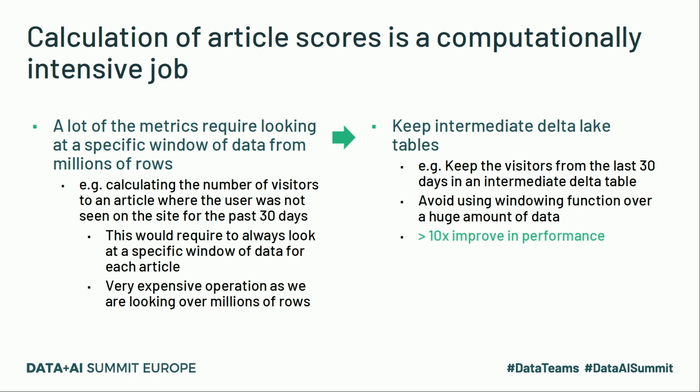Therefore, we are keeping intermediate delta tables for specific measurements. For example, for calculating this type of measure, we are keeping the visitors from the last 30 days in an intermediate delta table. And from there, we can just find if the user was seen in the last 30 days or not. This way, we can avoid using a windowing function over a huge amount of data. This actually helped us improve the performance tenfold. So having intermediate delta tables really helped us in some of the measures that require us to look over a big window of data.